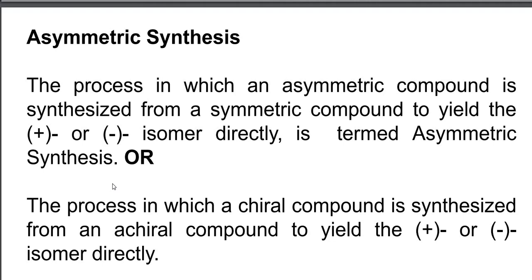Today in this video, I am going to talk about asymmetric synthesis. You know the process in which an asymmetric compound is synthesized from a symmetric compound to yield the positive and negative isomer directly is termed asymmetric synthesis, or the process in which a chiral compound is synthesized from an achiral compound to yield the positive or negative isomer directly.